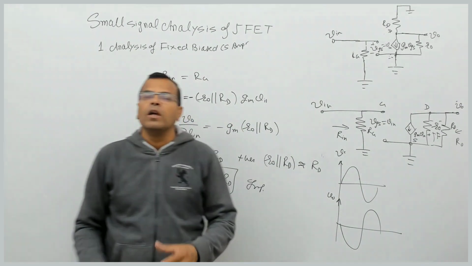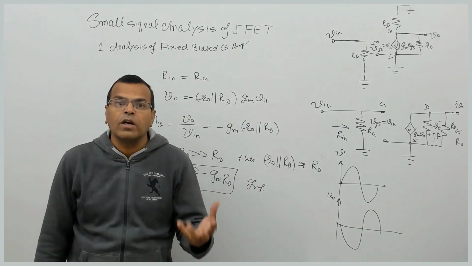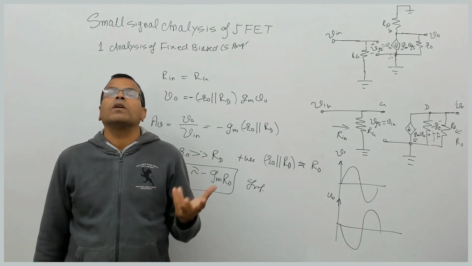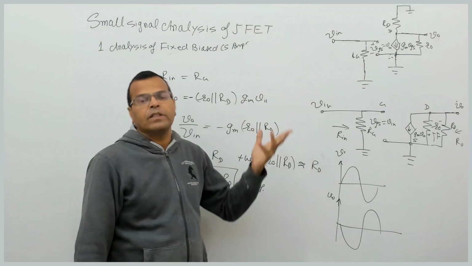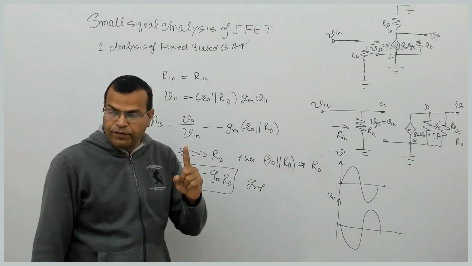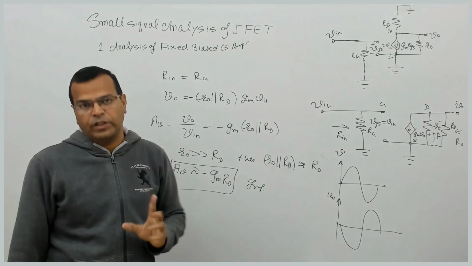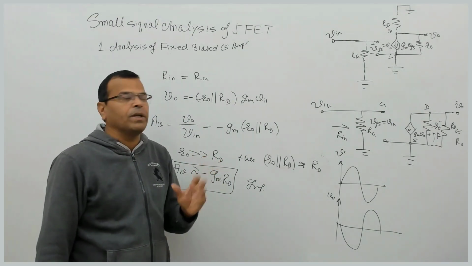That is inversion. So JFET is an inverting circuit. It is an inverter circuit. It inverts the phase of the input voltage. That is why JFET in common source mode is an inverter. Please do remember that.